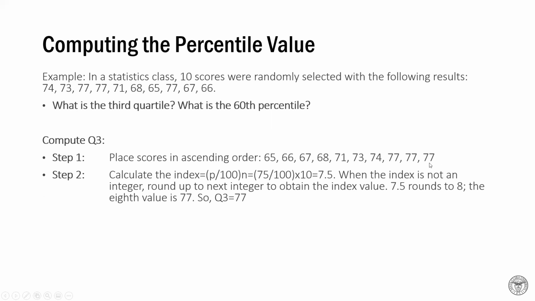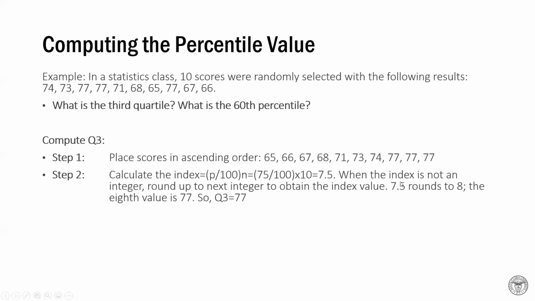The second step is to calculate the index by multiplying the percentile with the total number of observations. If the resulting index is an integer, we will use the average of the values of the index and the next, that is, index plus 1, sorted observations. If it is not an integer, then we round up to the next integer to obtain the index value, and then use the corresponding observation as the percentile.